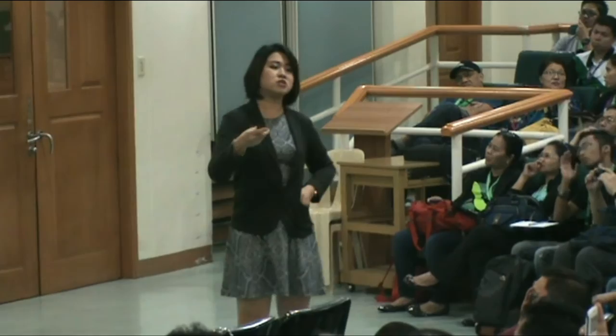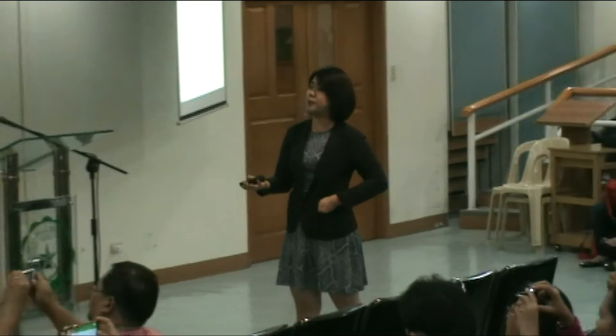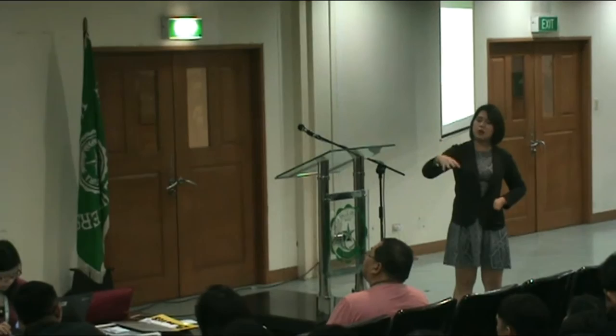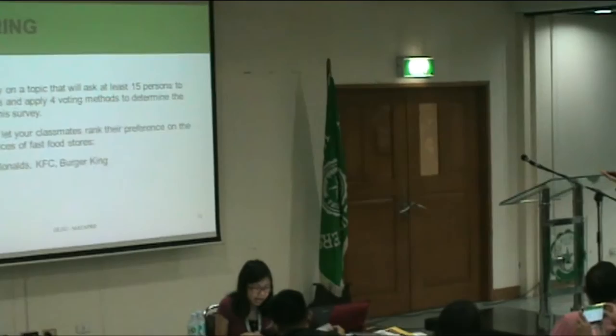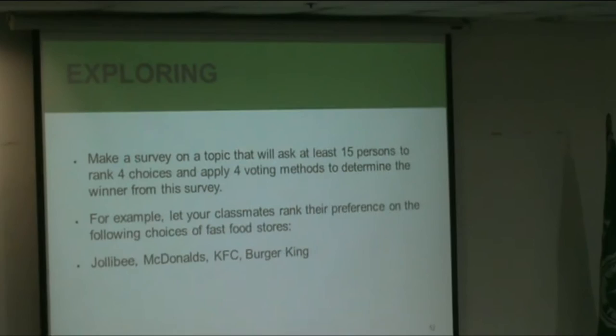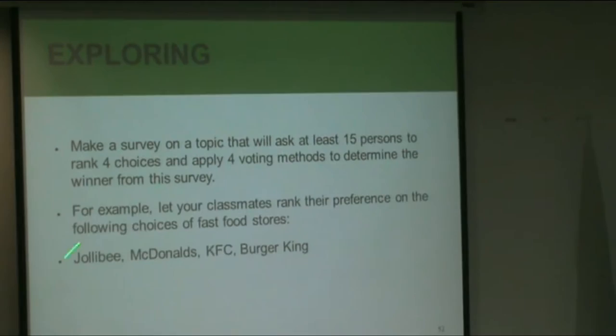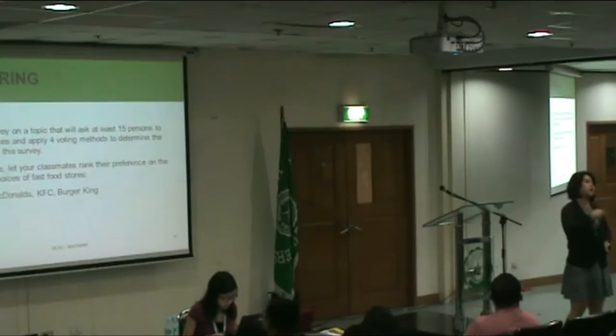Okay. So, you can ask your students to make a survey on a topic, and you can ask the entire class to participate, or just some of the members of the class, and make their own voting. Choose their own voting method, or they can do all the voting methods. Okay, like for example, they can choose between fast food chains, like Jollibee, McDonald's, KFC, Burger King, or whatever they want. Okay, and then they can make a report and present it to the class.